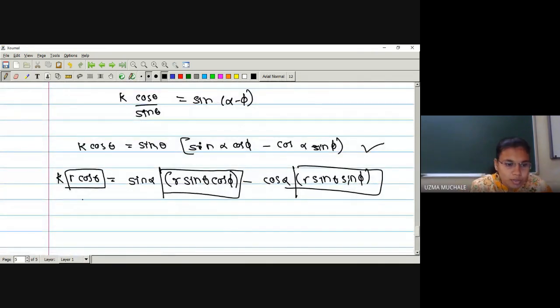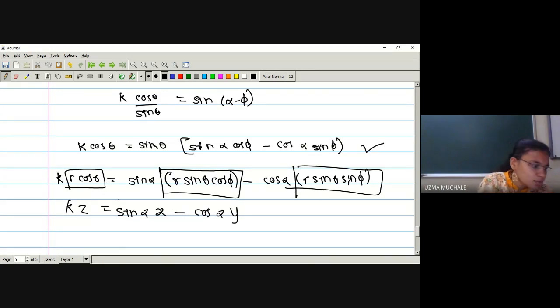So it is nothing but k into z, which is equal to sin alpha, taking sin theta inside, and cos alpha outside. If I multiply r, this will be nothing but sin alpha into x minus cos alpha into y. Okay, so now can anyone tell me what this equation kz is equal to sin alpha x minus cos alpha y is?